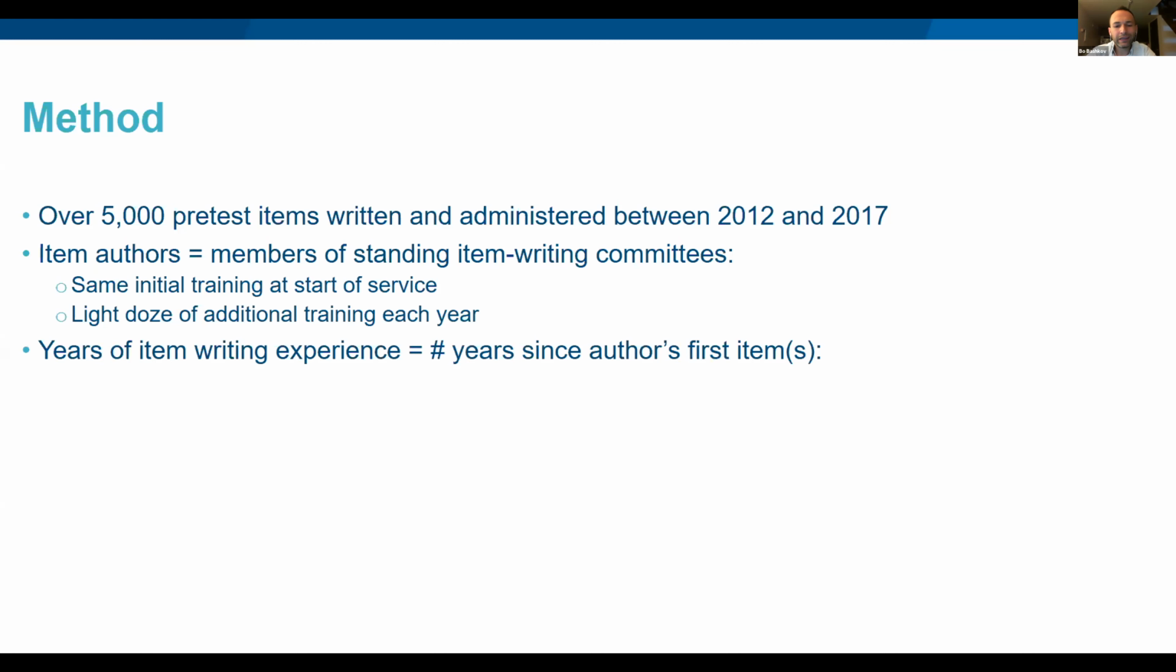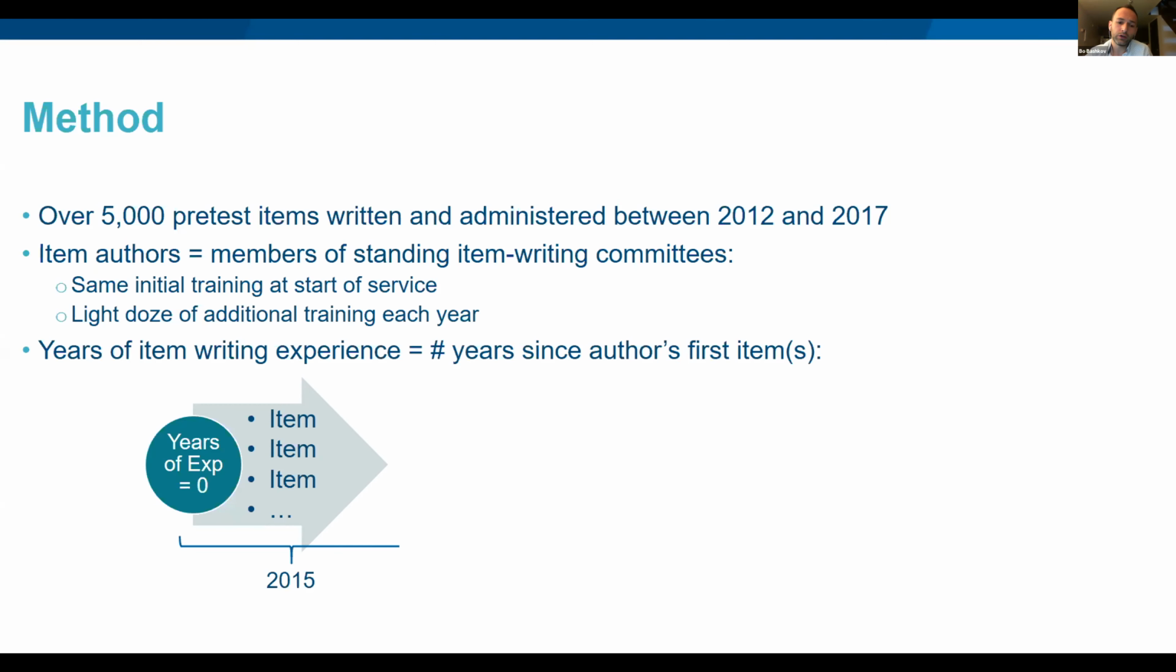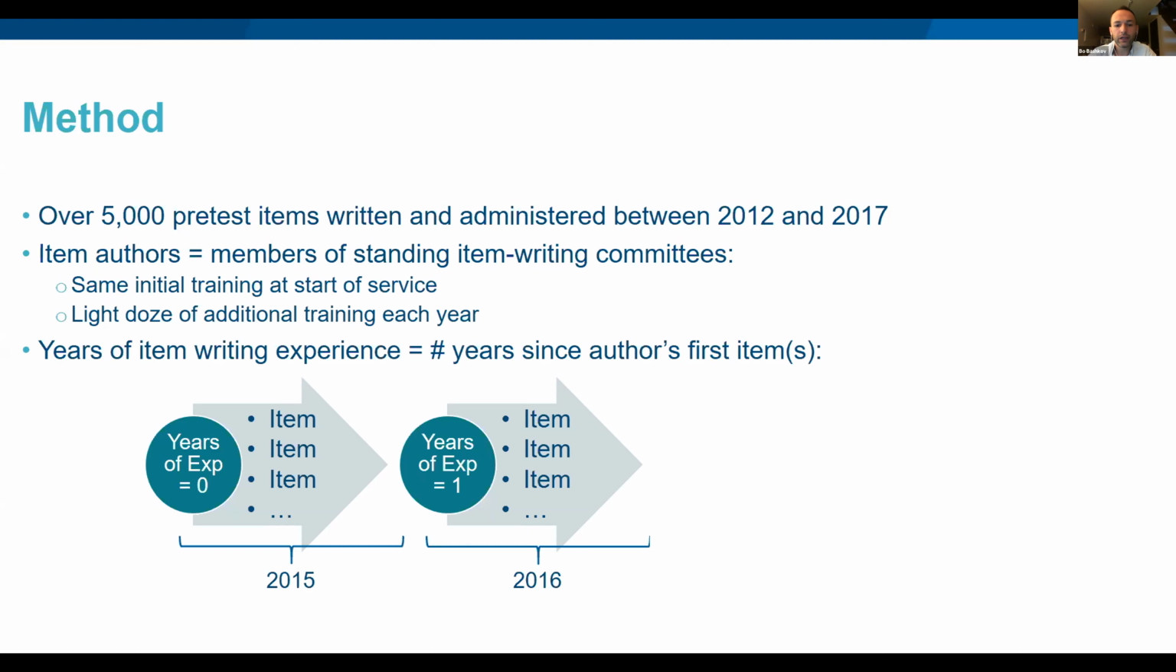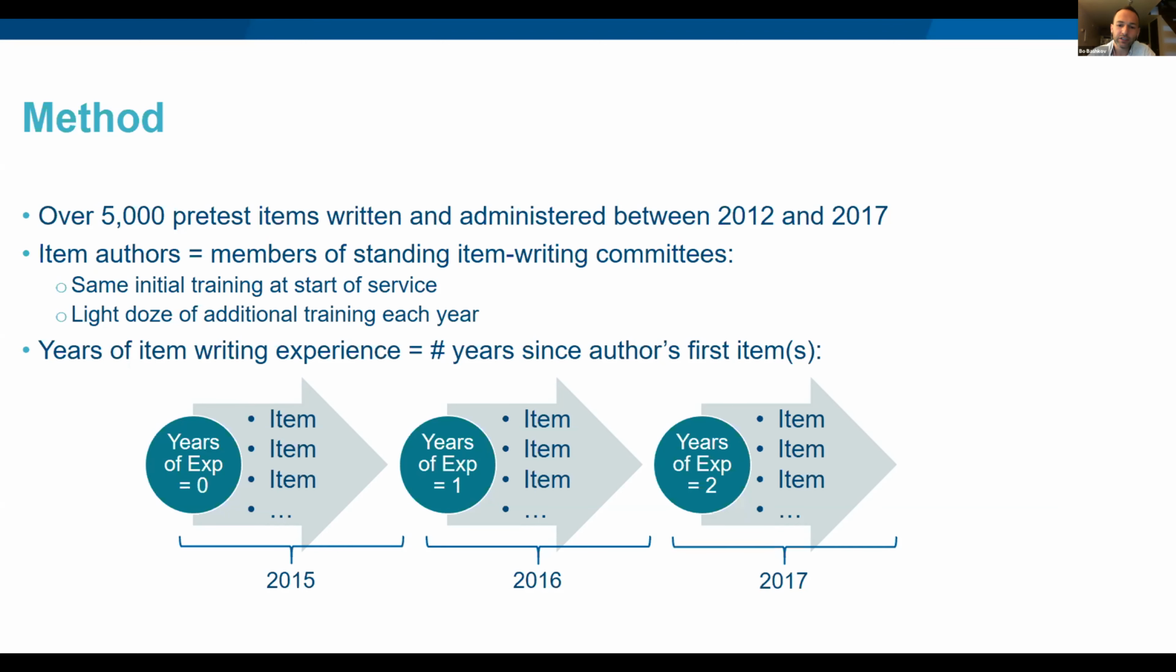Years of item writing experience was the years since the author's first items. So for example, if an item author joined an item writing committee in 2015, any items that they produced in that first year would be associated with 0 years of item writing experience. Then the next year, the items in 2016 will be associated with 1 year of experience. In 2017, that item author will have 2 years of experience, and so on. So we really looked at the items as they were produced over time by different authors and had an indicator for years of experience.